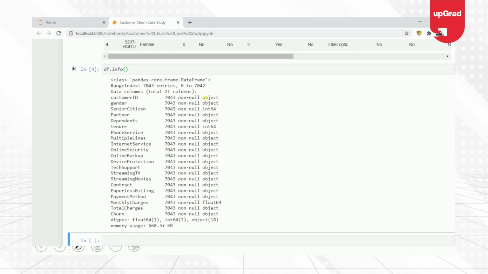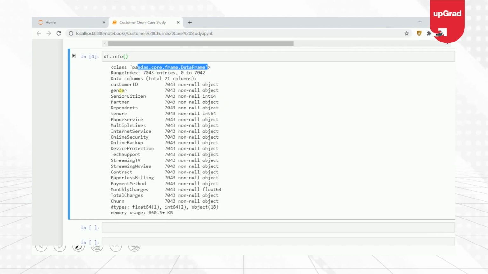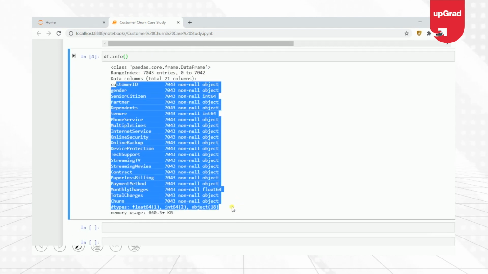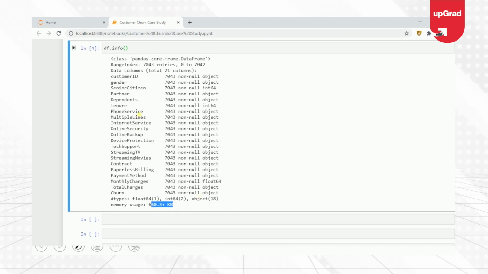There are a total of 21 columns here, and 7,043 entries within this given index range. The type of the data is data frame. There are a total of 1 float64 column, 2 int64, and 18 object type columns. The current memory usage is 660.3 plus KB, and there are various columns here with their data types.